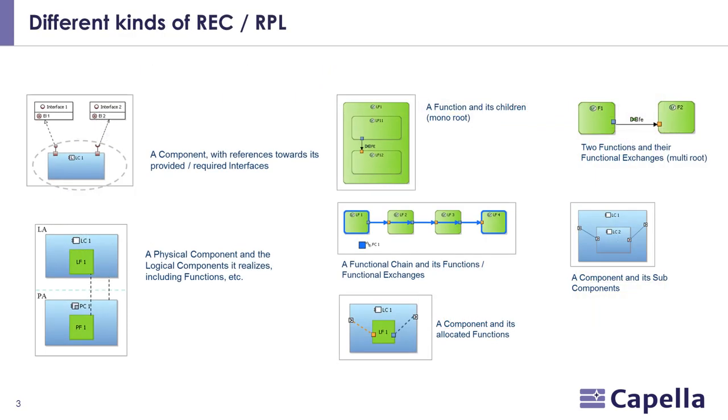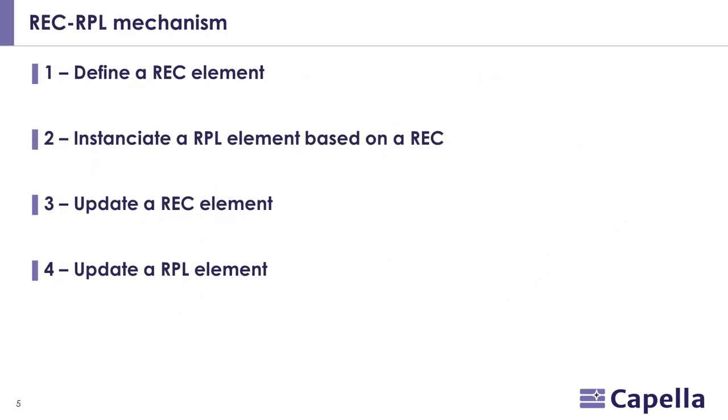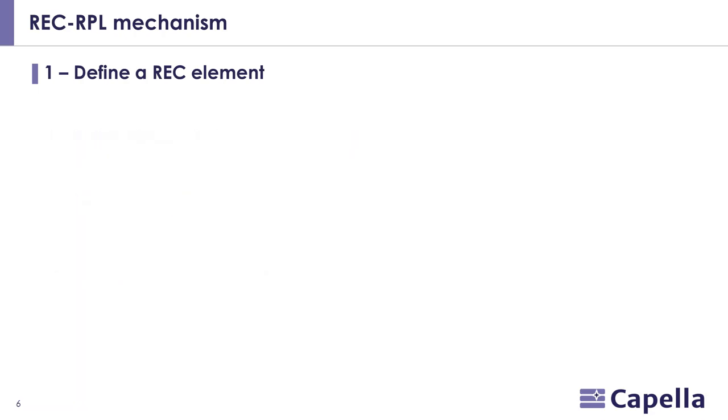REC RPL can be used in order to replicate different kinds of model elements and can be used in different contexts. Let's have a look at the main steps in the use of this mechanism. And it starts with defining the REC element.